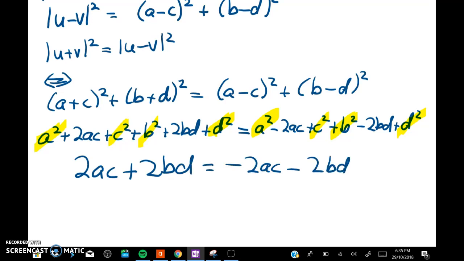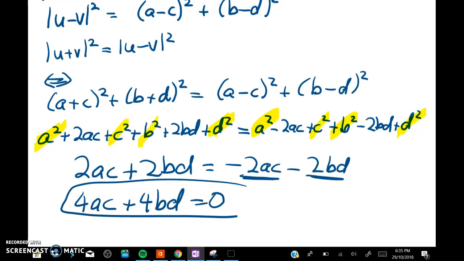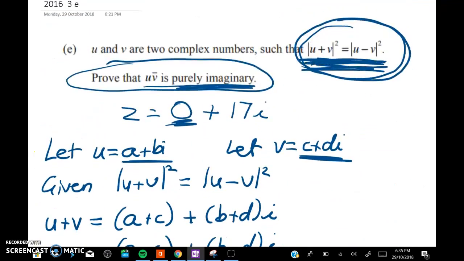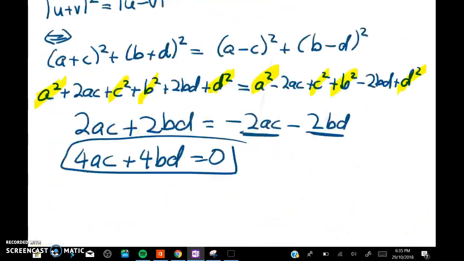Right, let's group like terms. So we're going to add those to each side. We get 4ac plus 4bd is equal to 0. And that's the end of the road for the first part of the problem, which is to use this condition here. Now we want to show that if that's true, then this must be purely imaginary. So we're going to take u and v conjugate and multiply them together.